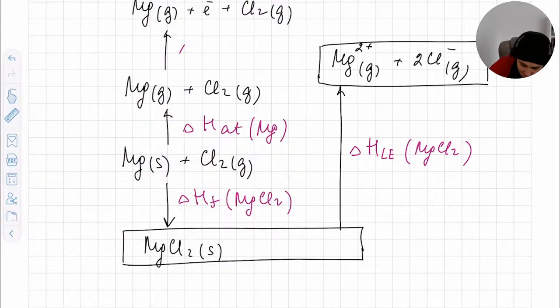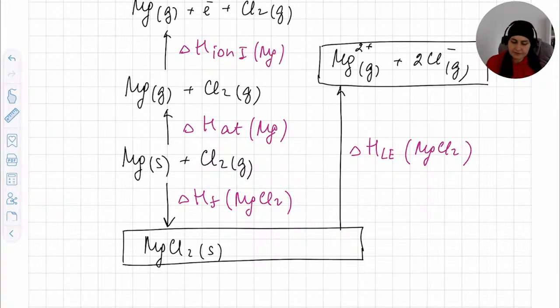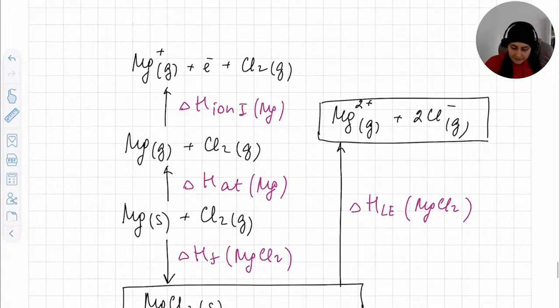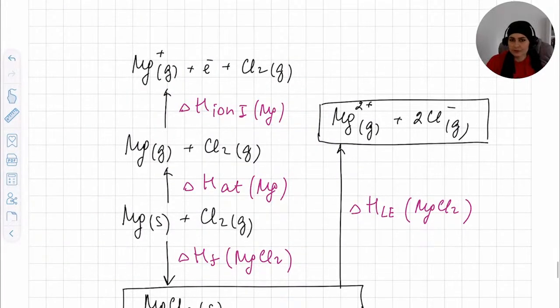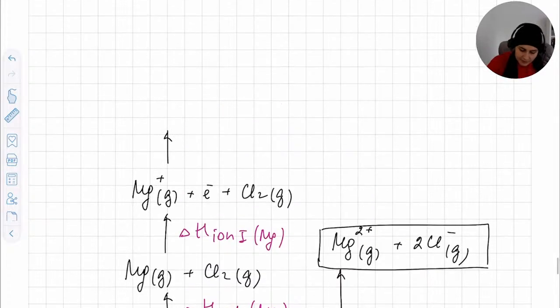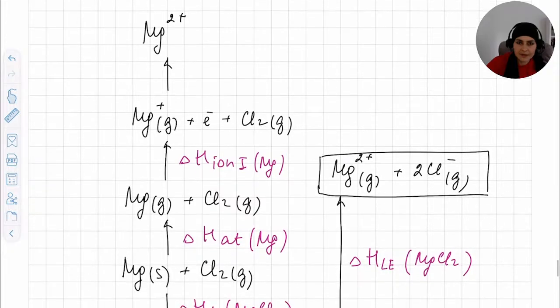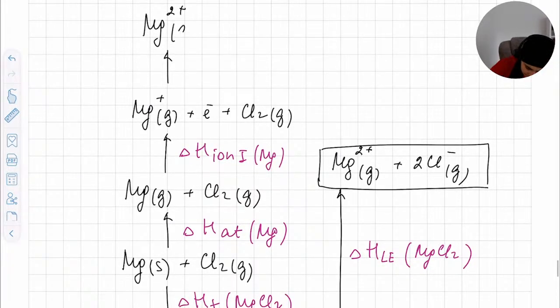This is first ionization energy of magnesium, because I've removed the first electron. Then I need to remove the second electron because for magnesium a 1 plus charge wouldn't work. I need 2 plus charge. So again, arrow up because it's endothermic, removing the second electron. So I'm forming Mg2+ and one more electron, so now plus 2e- plus Cl2 gas. This is second ionization energy of magnesium.